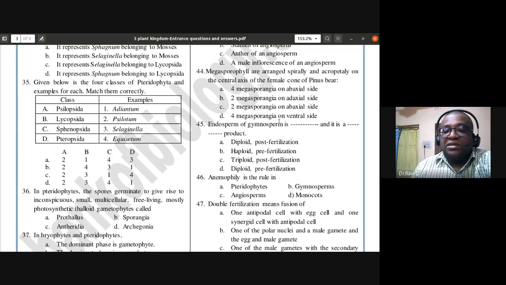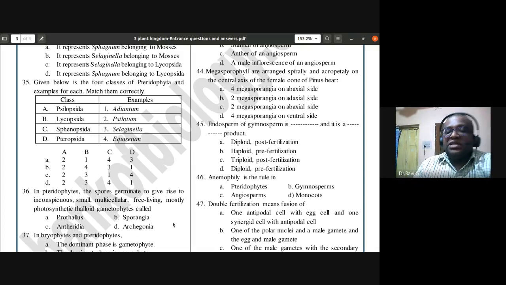Anemophily is the rule in angiosperms. Okay, that is, anemophily is the rule in, rather we can say it as monocots. 46, the answer that they have given is B. 46th is B. In gymnosperms, it is a rule. Even in monocots, some of them are insect pollinated. But in gymnosperms, anemophily is the rule. That is, almost all the plants are wind pollinated in case of gymnosperms. So 46th, B is the answer.